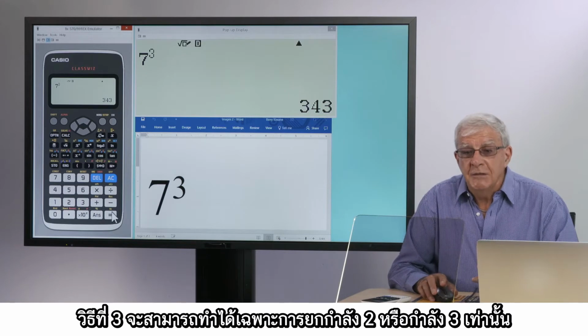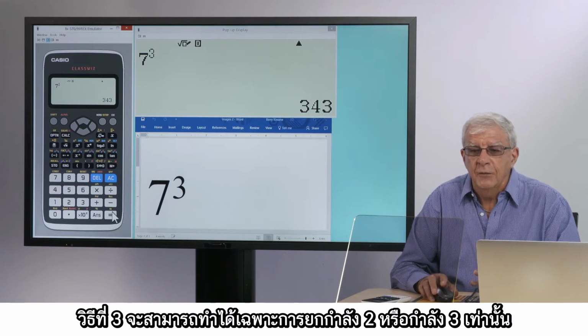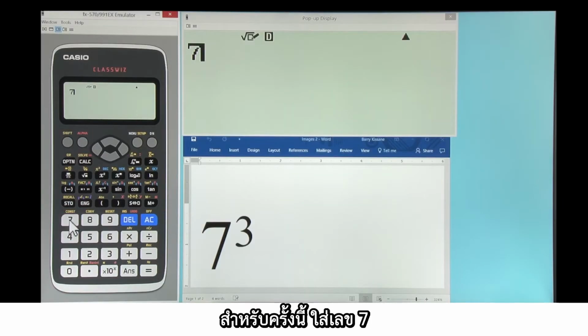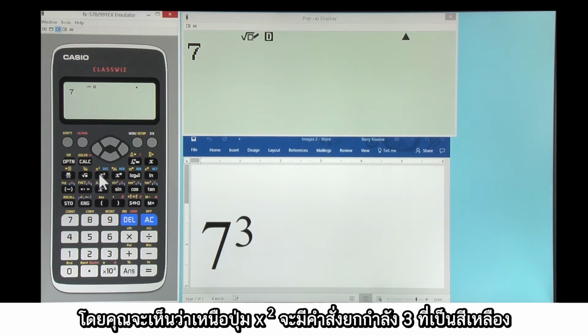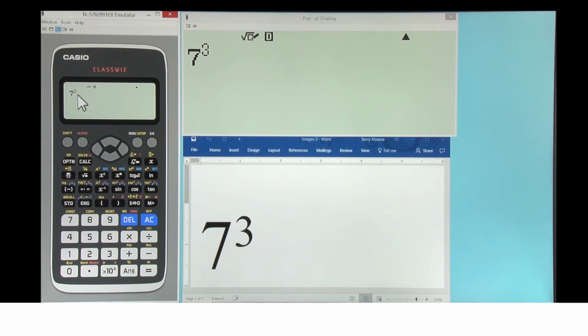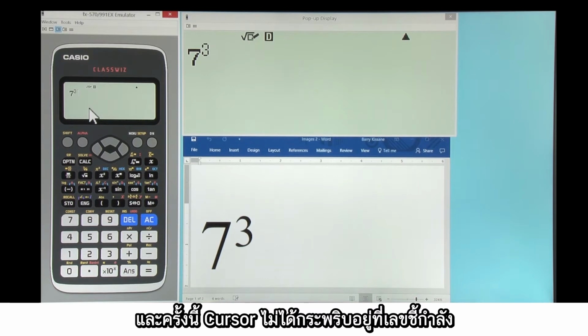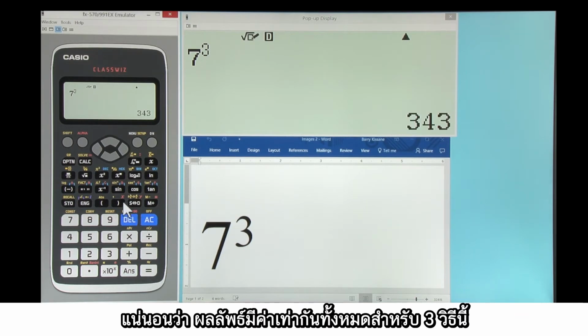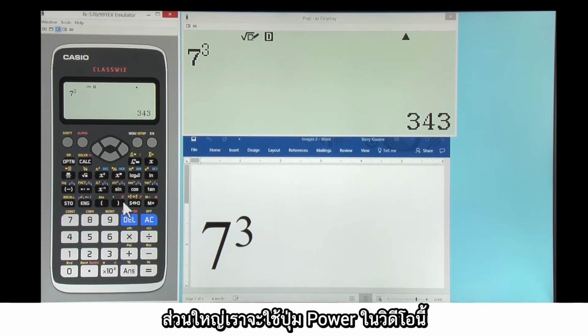A third way, which is available only for squares and cubes, is to use a special keyboard command. In this case 7, and you notice above the x squared key, there's in yellow, there's a cube. Tap shift and the x squared key, and you can see the small cube symbol is shown. And this time the cursor is not in the index. That's important to notice, and we'll say more about that later. Of course, the result is the same with all 3 methods. We will mostly use the power key in this video.